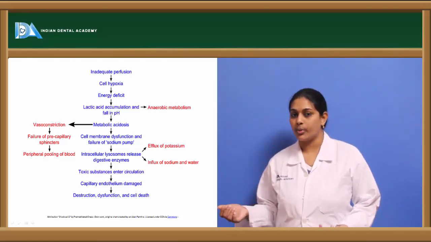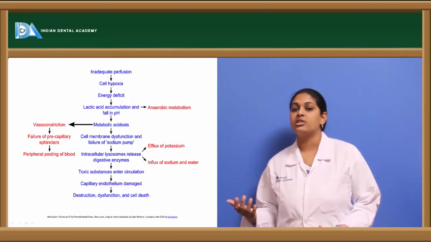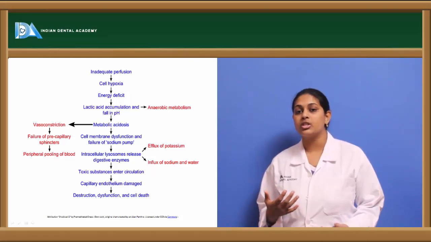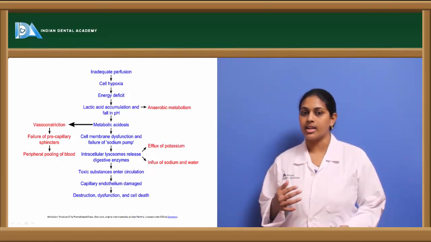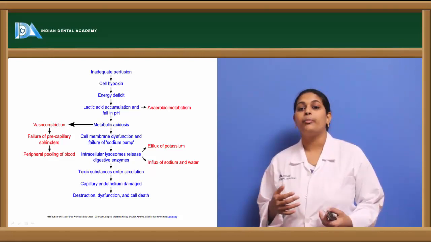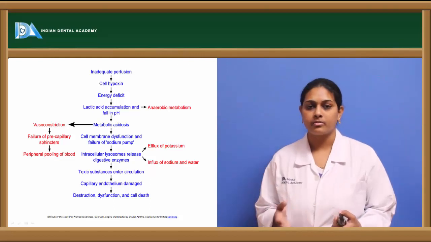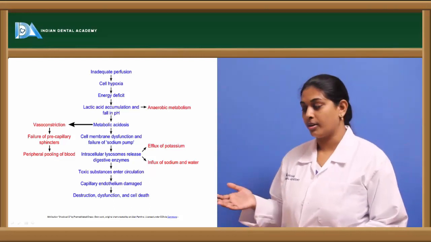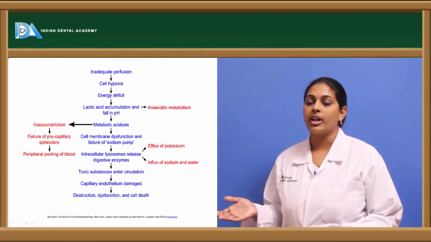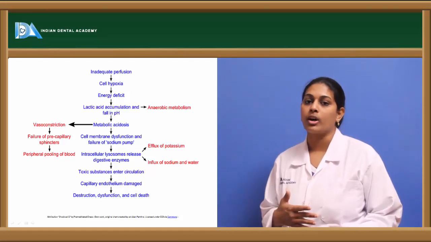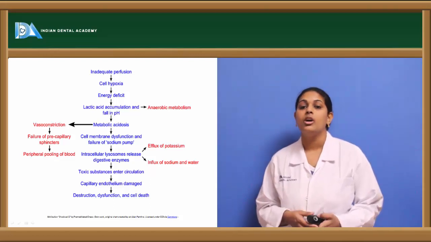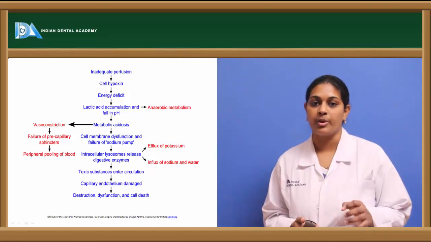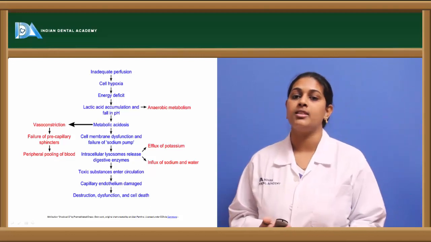So along with the vasoconstriction, as we have seen, there is failure in the sodium pump. Because of this, there is too much sodium and water inside the cell and a lack of potassium, that is, the potassium is outside and the sodium and water are drawn into the body. Harmful substances are also released into the body, that is, lysosomal enzymes.